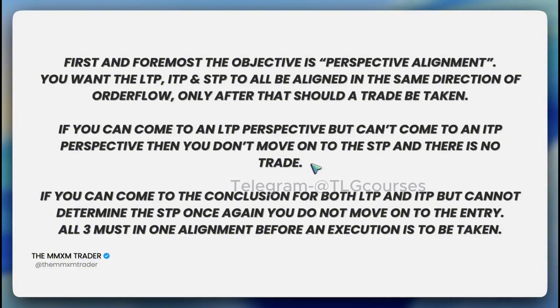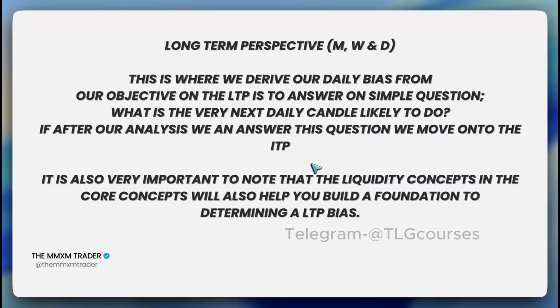Now, if you do align and you come to the conclusion for both the LTP and ITP, but cannot determine the STP, once again, you do not move on to taking an entry. All three must be in one alignment before execution is taken. And if you do this, it's going to aid you very well. It's very, very high probability when you get to the execution stage if you do this.